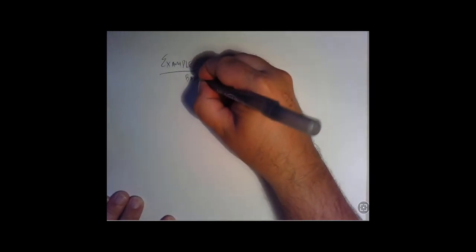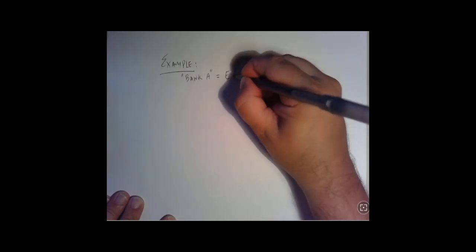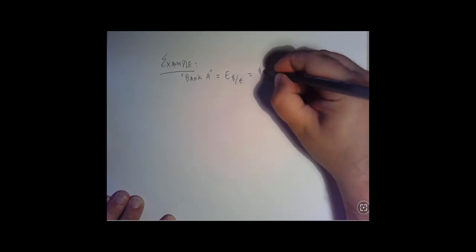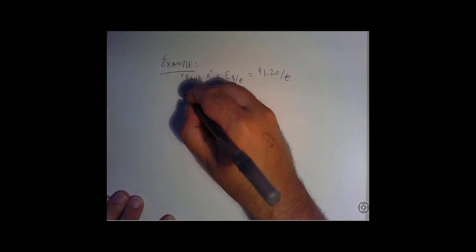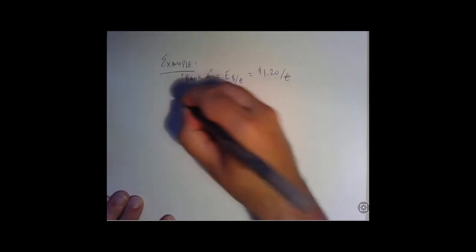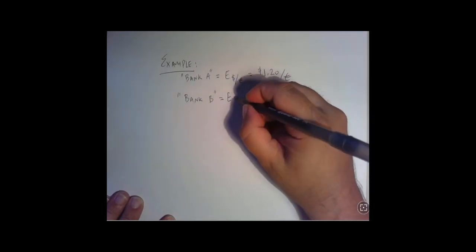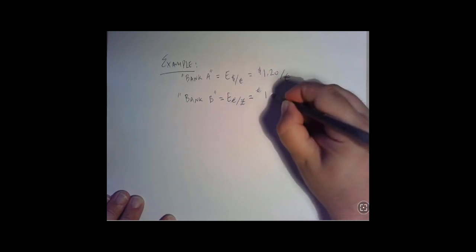So let's say you're walking down the street and you pass through 2 banks. You have, well, 3 banks. You have Bank A, which is offering a quote of dollars per euro equal to $1.20 per euro. And you walk down the street, you pass through Bank B, and you find the quote between euros and pounds of €1 per pound.